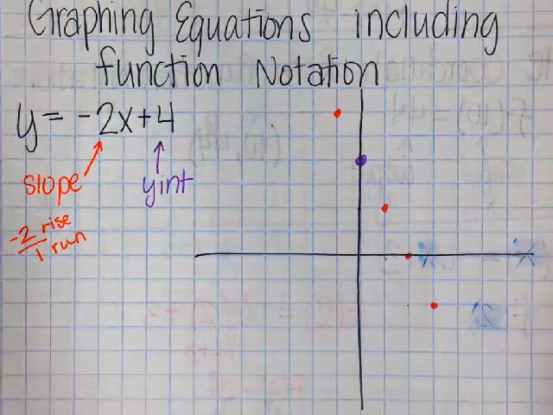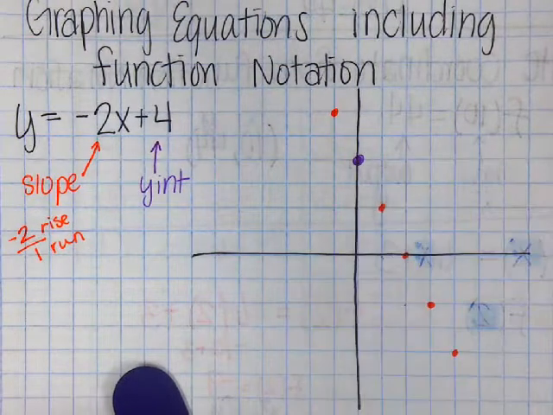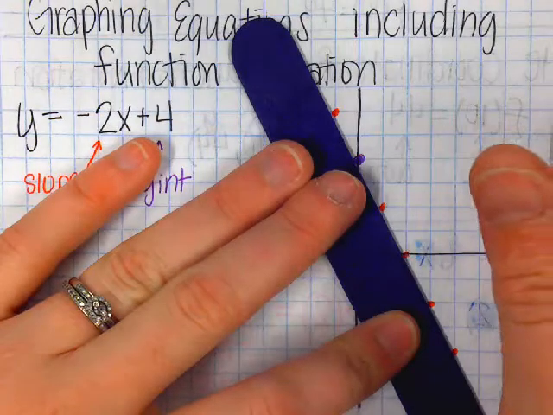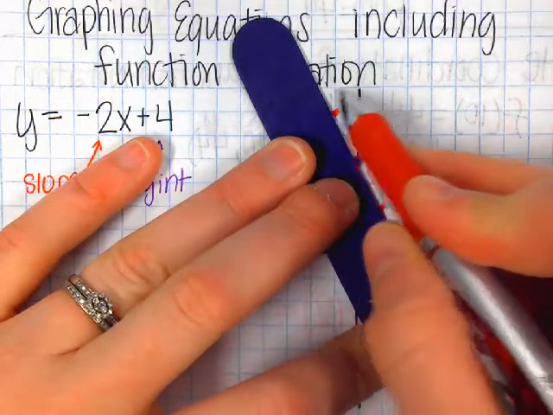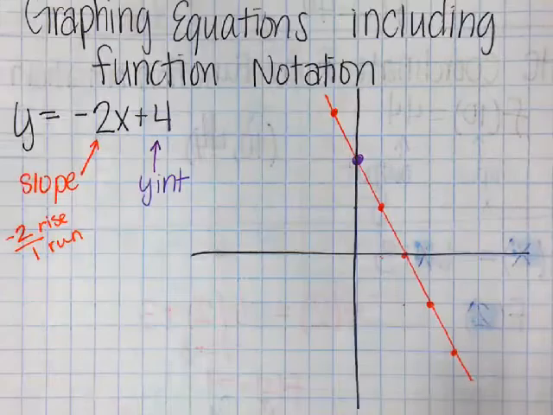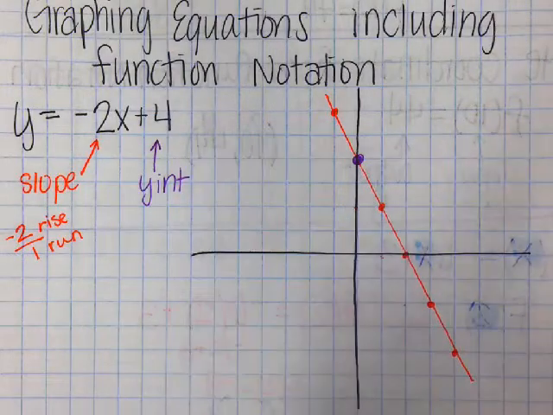Okay, so that's as far as we can go. I guess I can go a little bit further down here, but that's as far as we can go now. That is our equation of our line. Remember, the slope always tells you how much to move down and over, or up and over, and then the y-intercept tells you where to start.